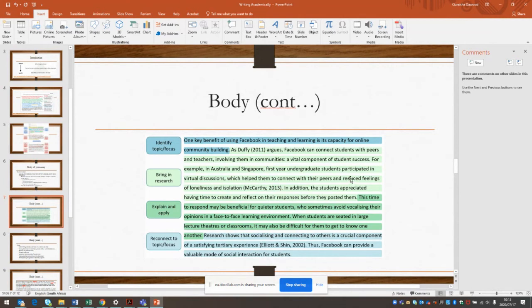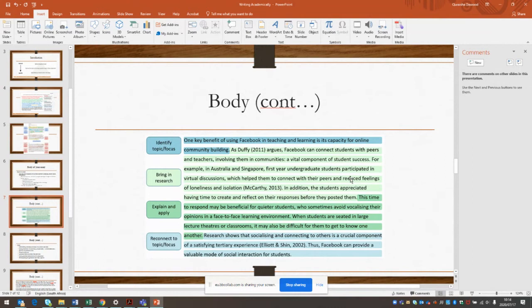So you say here, "One key benefit of using Facebook in teaching and learning is its capacity for online community building." That's your focus. You bring in some research to substantiate that focus and say, "As Duffy argues, Facebook can connect students with peers and teachers, involving them in communities, a vital component of student success." For example, now you're bringing in the research, you're bringing in an example of an actual study which was done. You can see you've spoken about Duffy and McCarthy.